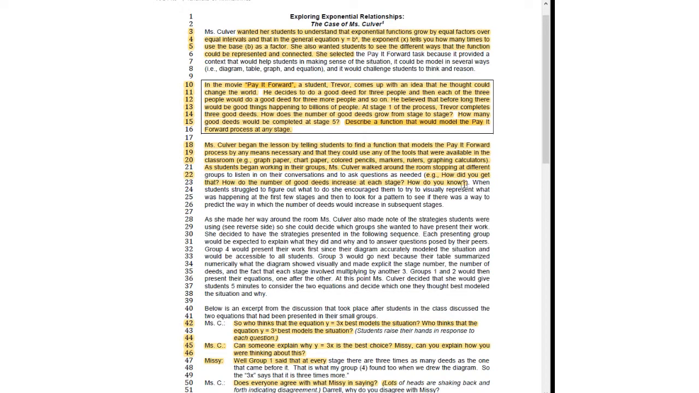How did you get that? How do the number of good deeds increase at each stage? How did you know? And she supported productive struggle. She never told students how to do the problem. And when students struggled, she pointed them to try to visually represent what was going on in the problem and then see if they could find the pattern.